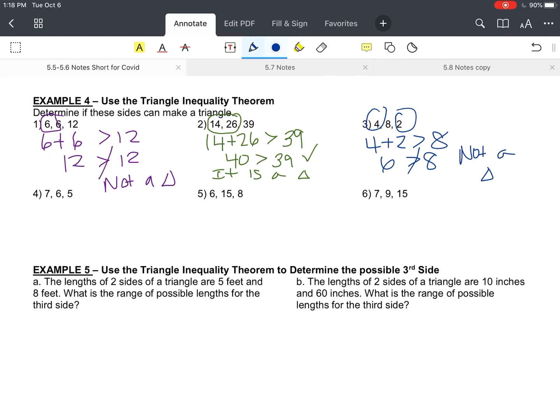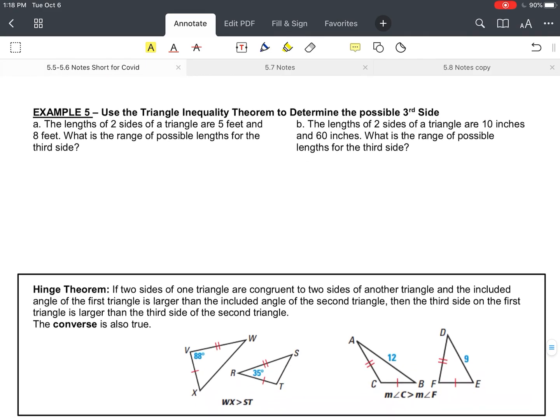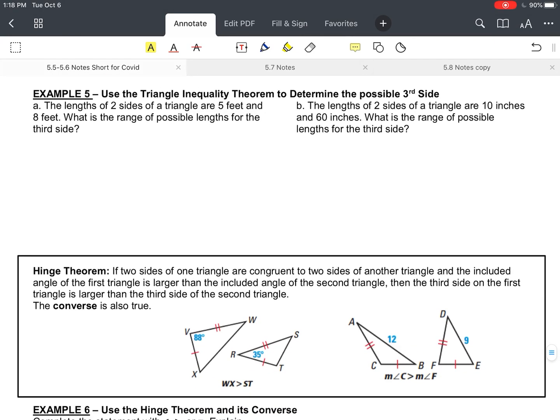You can pause the video and try the next 3 on your own. If you do, 4 and 6 should give you answers of a triangle, and number 5 does not. So again, pause the video and try that.